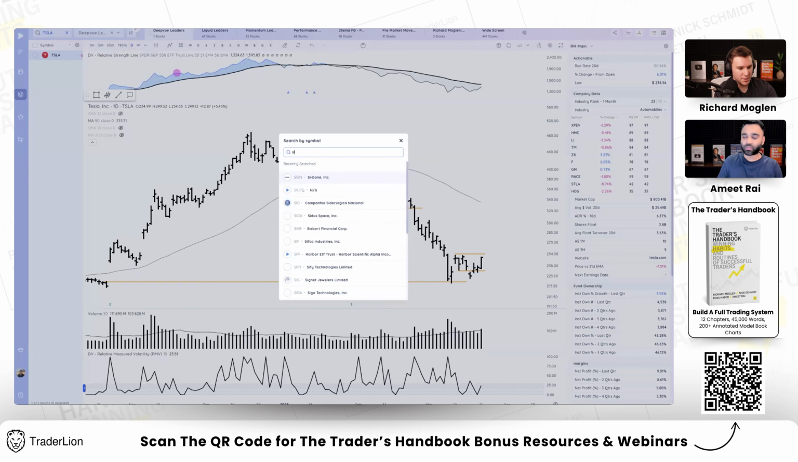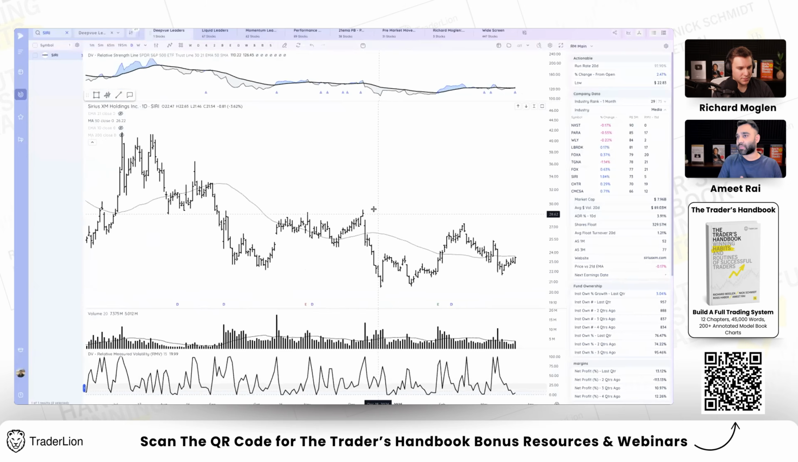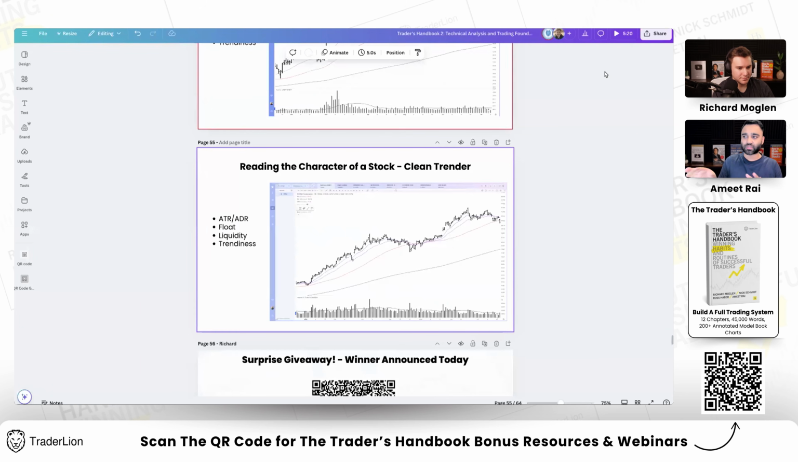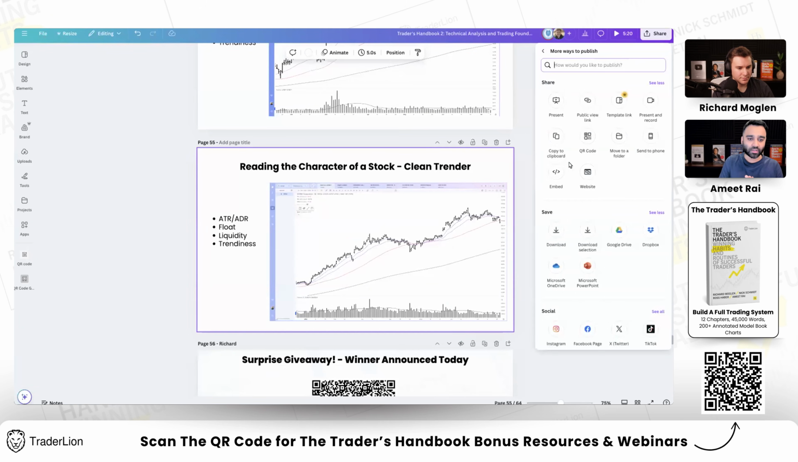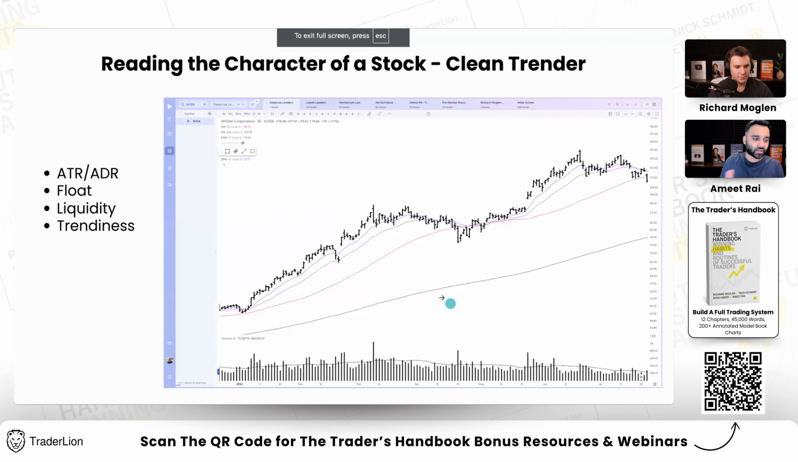SIRI, Sirius Holdings. They might be doing buybacks recently, but that again is a higher float stock. It will be very slow, sideways, choppy, dividend based type of situation. So these will tie directly into that.